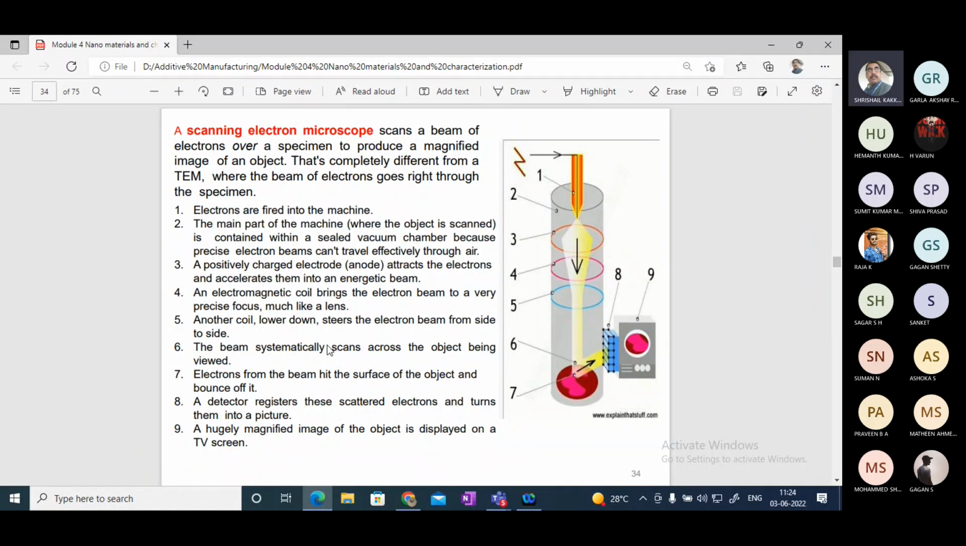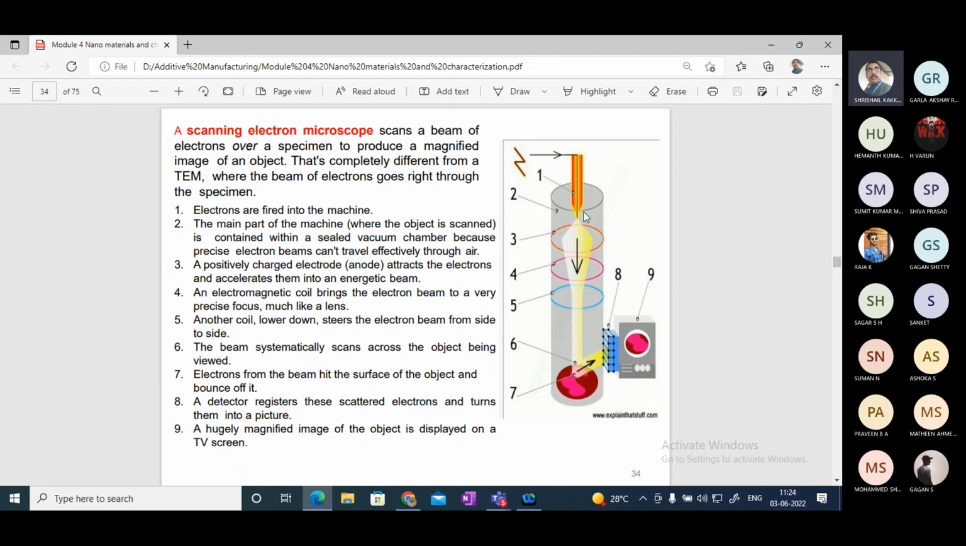And the working principle of the scanning electron microscope will be totally different from the TEM, the transmitted electron microscope. The transmitted electron microscope and the scanning electron microscope working principles will be slightly different. And you can see that in the scanning electron microscope, the workpiece will be kept underneath in the vacuum space. You can see here, this is the workpiece.